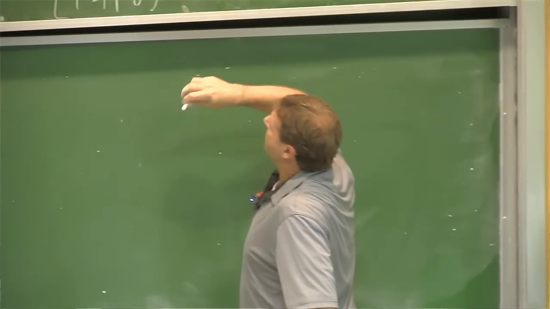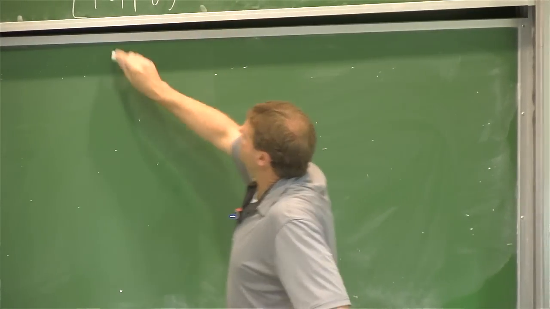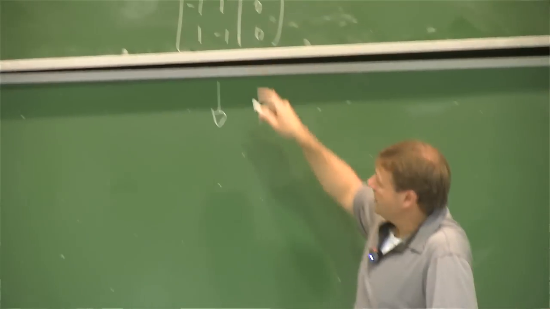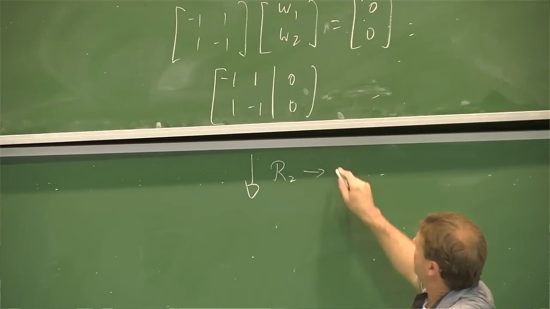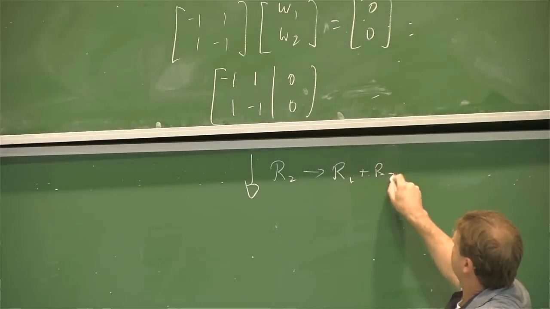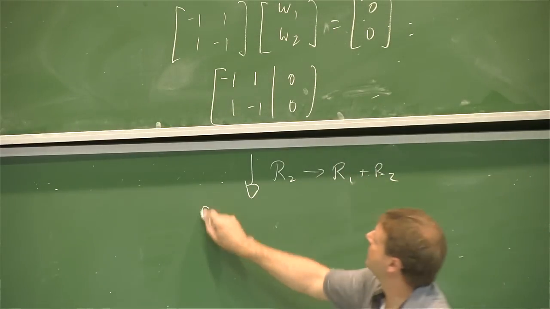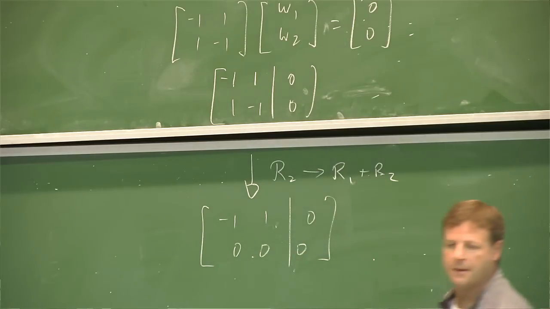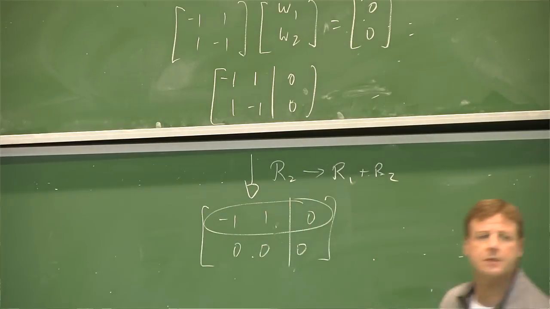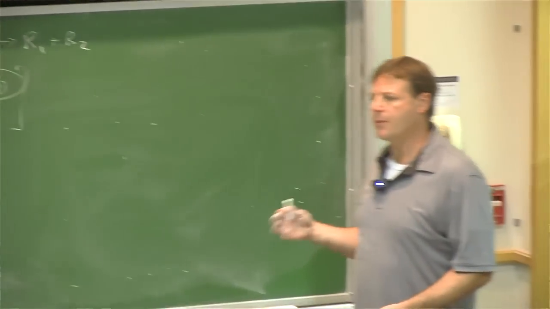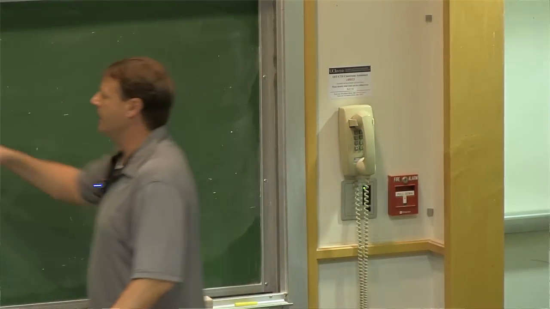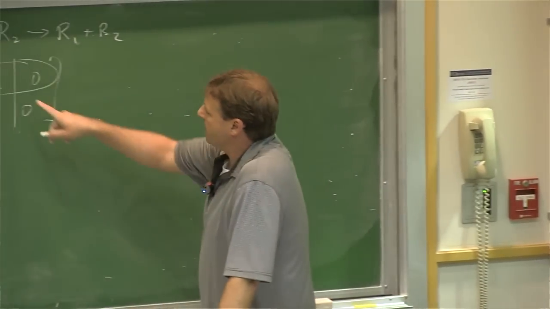Let's go down here. So what I'll do to get rid of the bottom row is replace row 2 with row 1 plus row 2. So now I get [-1, 1 | 0; 0, 0 | 0]. And this part of the process is very repetitive. The first time through, you don't really know what's going on, but when you see it multiple times, you'll start to pick up the pattern.